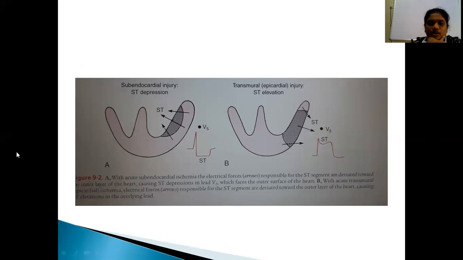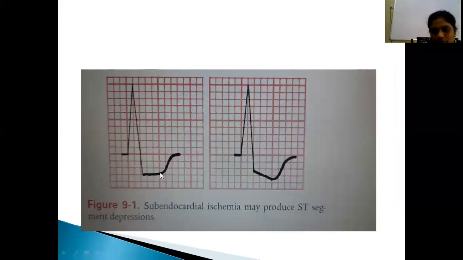This is the subendocardial ischemic wave. Here we see that it leads to depression, whereas here we are able to see elevation. These arrows indicate the electric forces, and these lead to this type of change in the ECG. In transmural injury, the forces are towards the outside layer of the heart, so ST segment elevation is seen, whereas in subendocardial injury they are towards the inside layer, so ST segment depressions are seen. These are the ST segment depressions which we see in subendocardial ischemias.